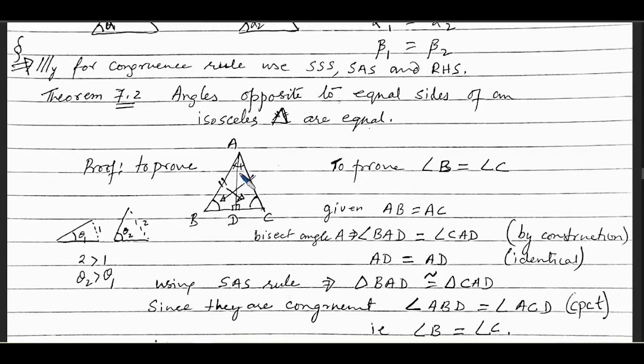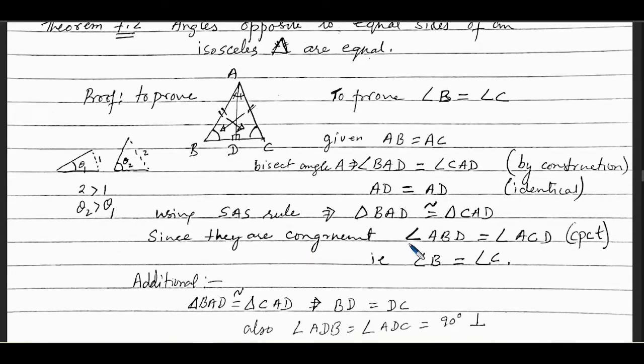Now I bisect this angle. So this angle is equal to this angle, that is angle BAD is equal to angle CAD. This is by construction. I divide it by hand. And AD is common. So from side angle side, this is side, this is angle, this is side. So using the side angle side rule, triangle BAD is congruent to triangle CAD.